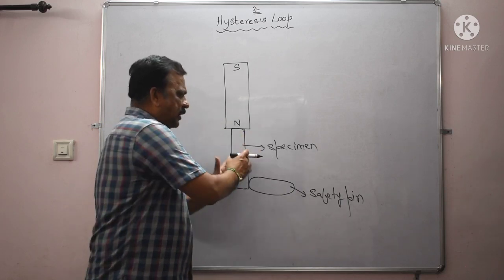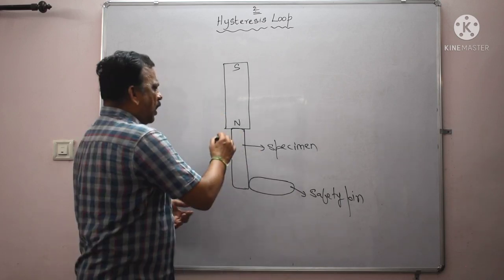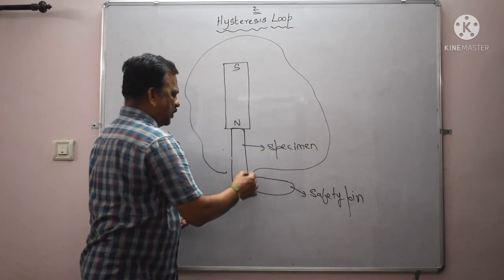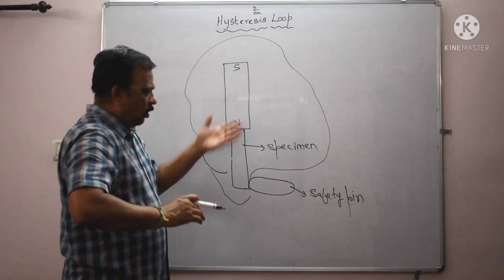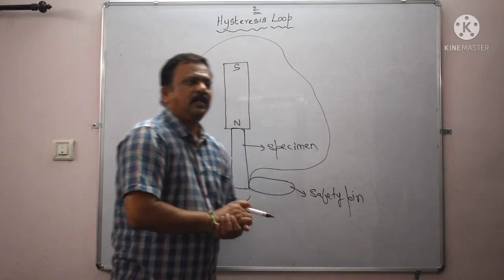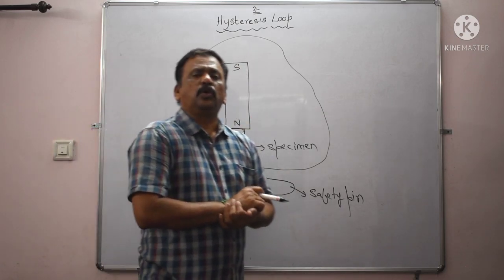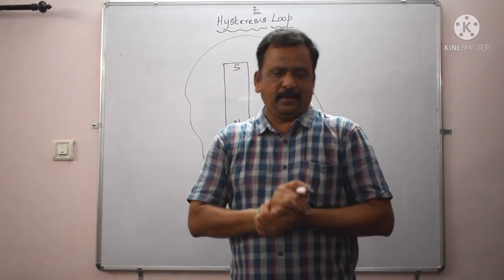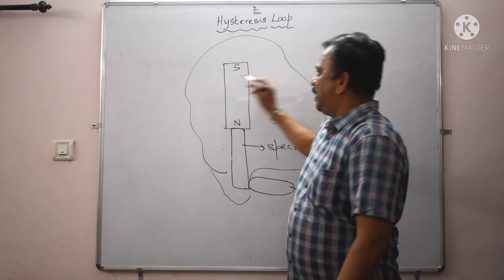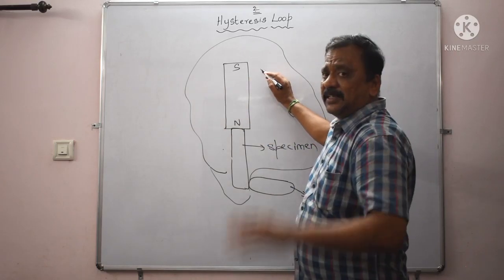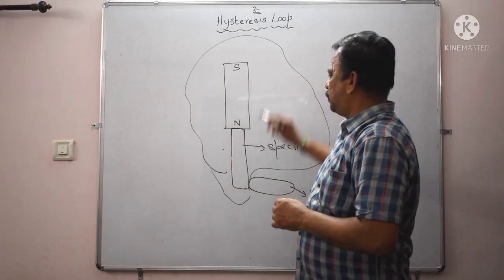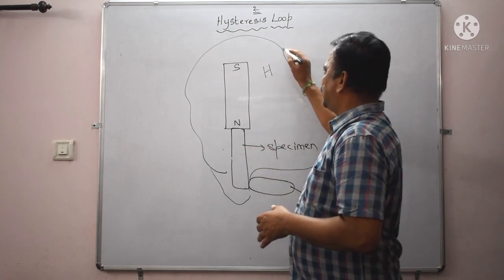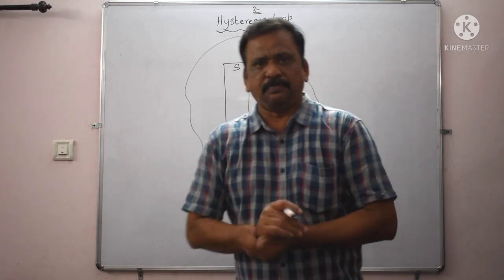Now who is magnetizing the specimen? It's the magnetic field surrounding the bar magnet that magnetizes the specimen. We have already learned in earlier classes that the magnetic field used to magnetize a specimen is called the magnetizing field. So I am going to call the magnetic field around the bar magnet the magnetizing field, because it's responsible for magnetization of the specimen. Let me take the magnetizing field around the bar magnet as H.